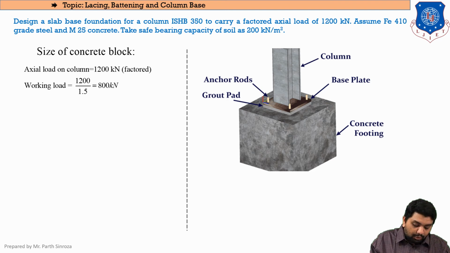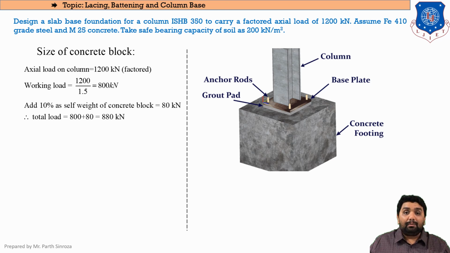So the axial load on the column was 1200, but it was given as factored. So now the process will be reversed. Now we'll be converting this load into our working load. So we'll not be multiplying it by 1.5, we'll be dividing it by 1.5. So the working load here comes out to be 800 kilonewton. So the design will be done according to this load, that is 800 kilonewton.